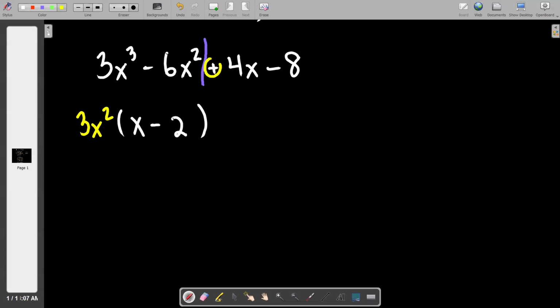Drop down the plus. Very good. And that means there's a little less stress in this problem because we're factoring out a positive. We don't have to worry about sign changing. What can you pull out of 4x and 8? 4. So I'm going to pull a 4. And that leaves behind.